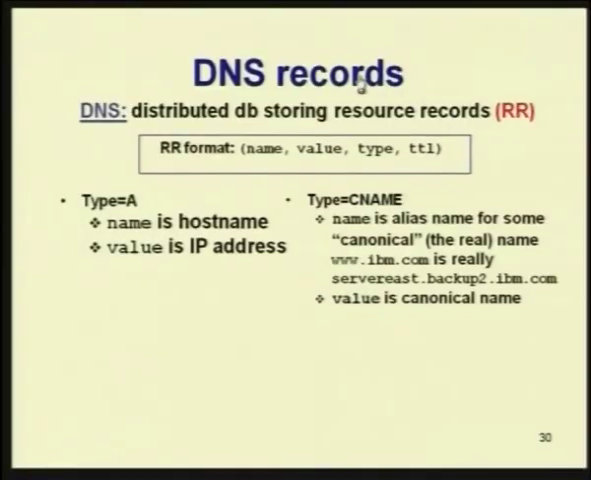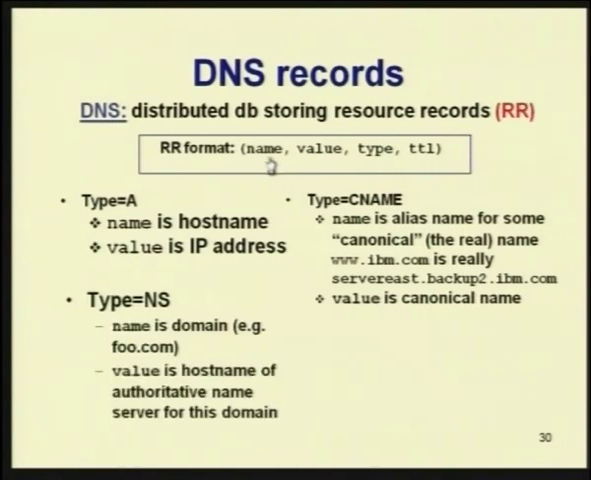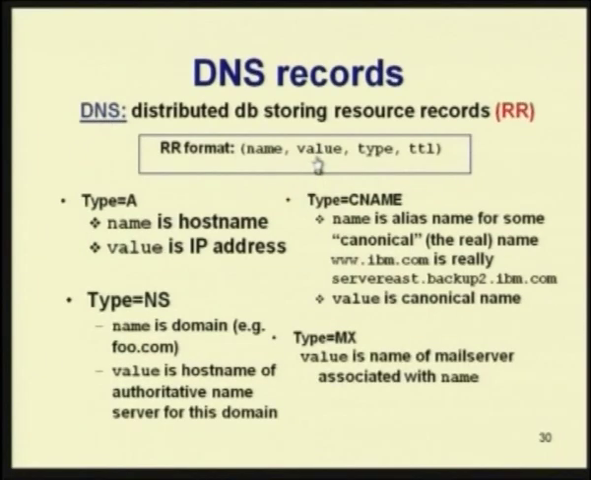Now, the information that is being sent back and forth, and how this information is stored, is in terms of what are called DNS records. We talk of what are called resource records. RR is a term that is used. The format for this RR is: you have a name, value, type and TTL. The name specifies that there is a mapping between this name and value, and the mapping between name and value is determined by the type field. So, you actually have 4 types of records.